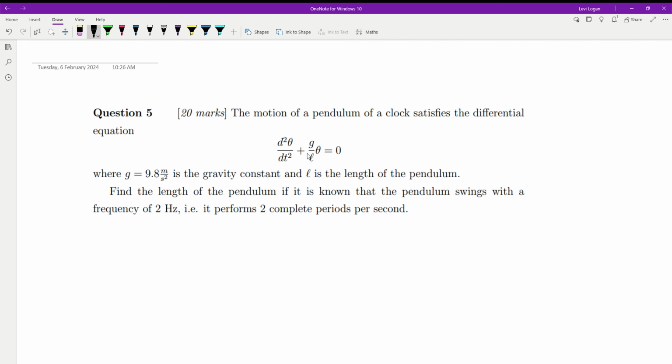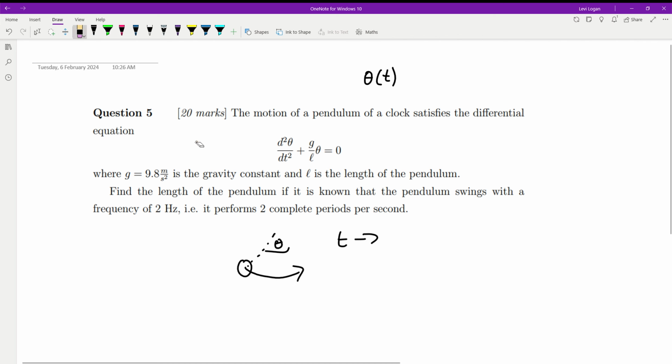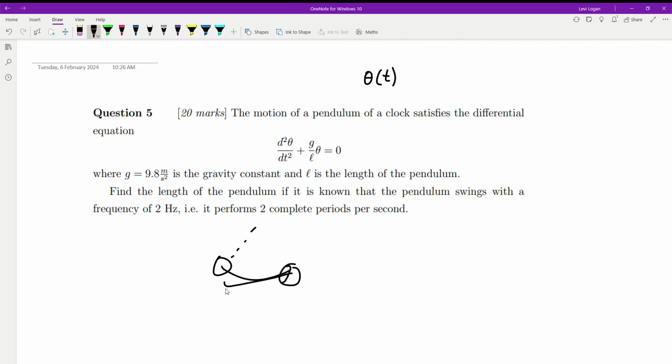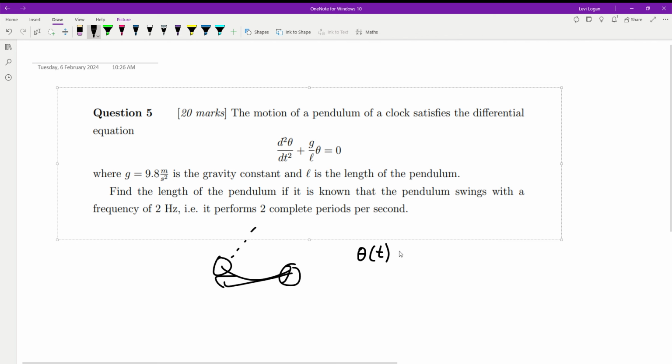Straight off the back, I know my function is a function of time and it relates to theta. Imagine you have a pendulum swinging from side to side. This angle in here is going to change as time goes onwards. Now, this one is simple harmonic motion, because simple harmonic motion is basically things that oscillate back and forth. A pendulum oscillates back and forth, and the best way to describe something like that is with a sine or cos function. So I know for a fact that our function itself is going to be some sine or cosine function.